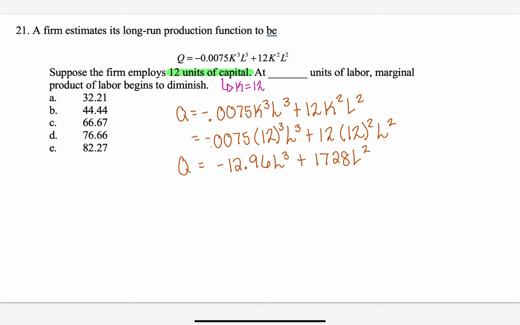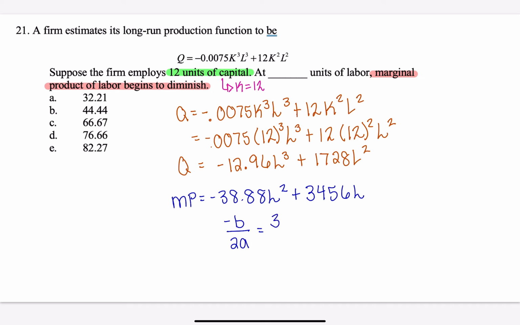And then it wants to know our marginal product of labor. So we need our marginal product curve, which again, you can either use your formulas or you can use a derivative. It's totally up to you. But our marginal product curve is going to be negative 38.88 L squared plus 3,456 L. And then we're going to use negative B over 2A, which is going to be negative 3,456, it's negative because it's a negative B, over 2 times negative 38.88. That's a negative because it's a negative in the equation. And those two negatives will cancel, which gives us 44.44.